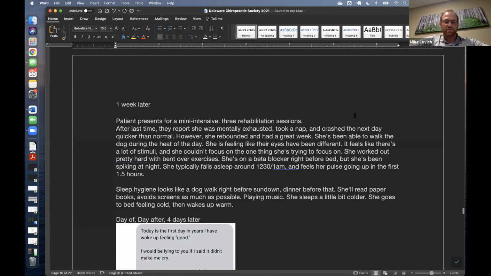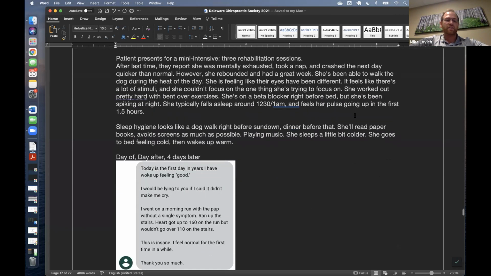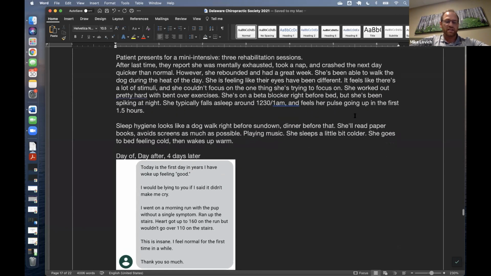So day of, after we worked today, she went home and then she texted the office saying, "Today is the first day in years I have woke up feeling good. I would be lying to you if I said it didn't make me cry. I went on a morning run with a pup without a single symptom, ran up the stairs, heart got up to 160 on the run, but wouldn't go over 110 on the stairs. This is insane. I feel normal for the first time in a while."